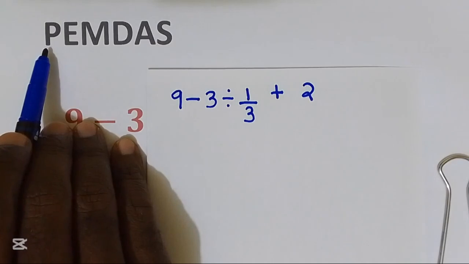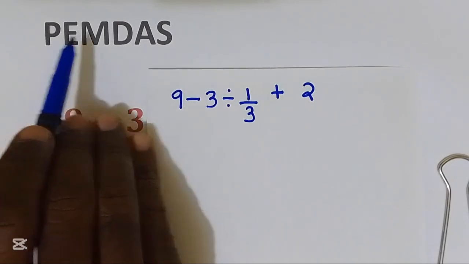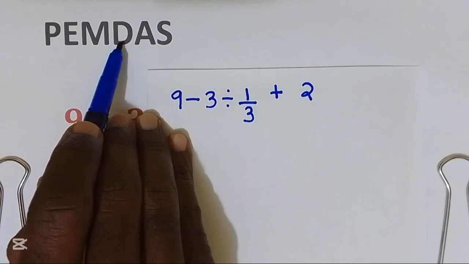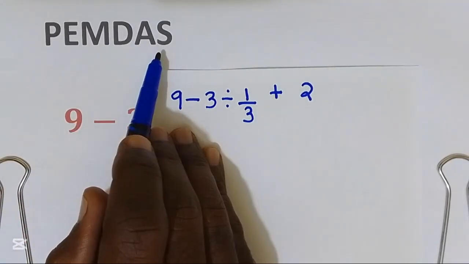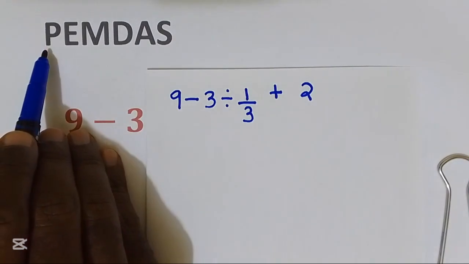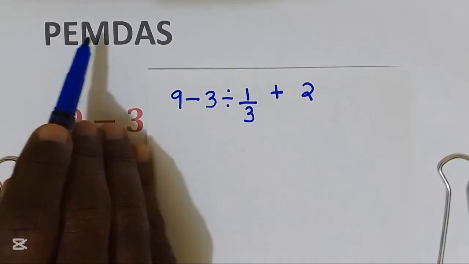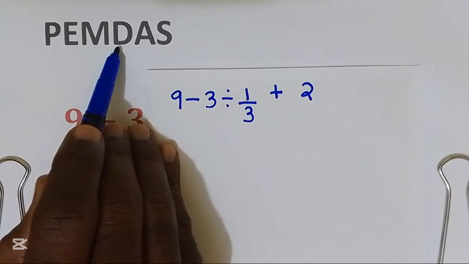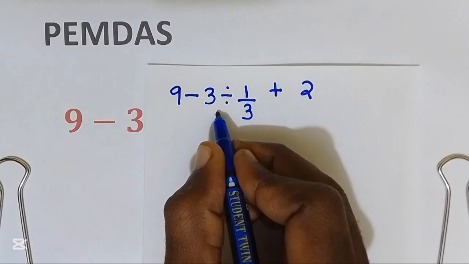According to PEMDAS, we start with parentheses, then we go to exponents, after that, multiplication or division, then we are going to finish with addition and subtraction. From our question, we don't have parentheses, we don't have exponents, we don't have multiplication, but we have division. And the movement is from left to right. So we are going to start with division.